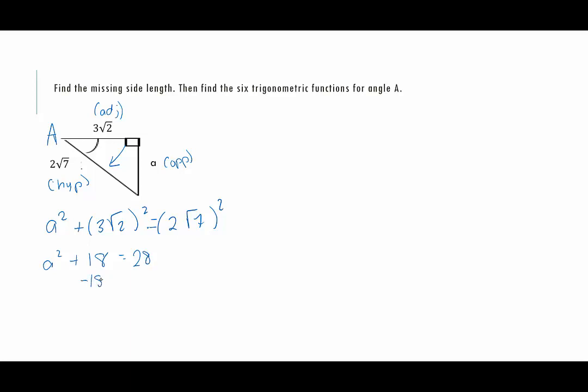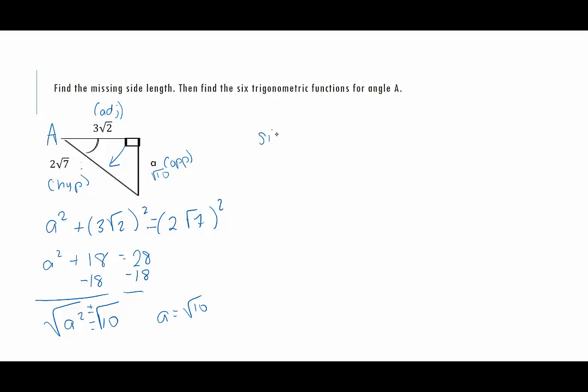Now get a squared by itself, so we'll subtract 18 from both sides, and we get a squared is equal to 10. Take the square root of both sides. Normally we would put that plus or minus, but we get to disregard the negative since we're talking about triangles, and we end up with a is equal to the square root of 10. Looks like we're going to have lots of rationalizing with this one because every side length has an irrational piece to it. Okay, now our 6 trig functions.